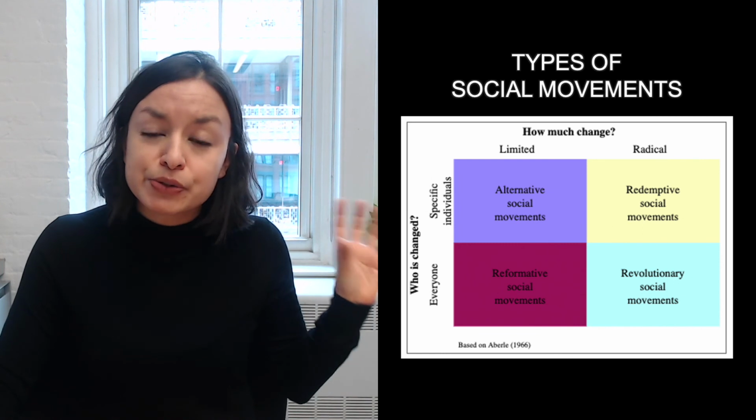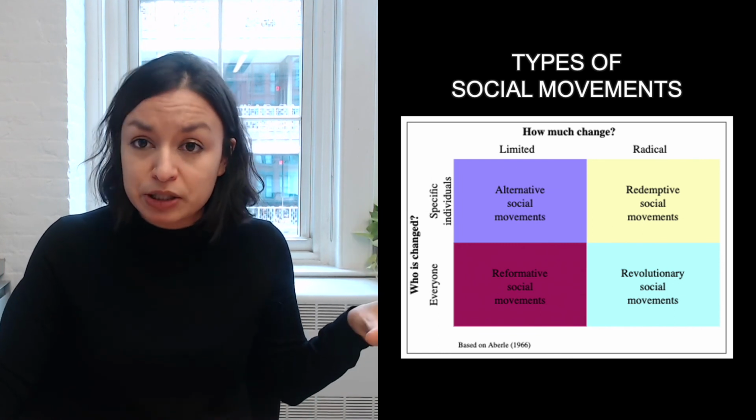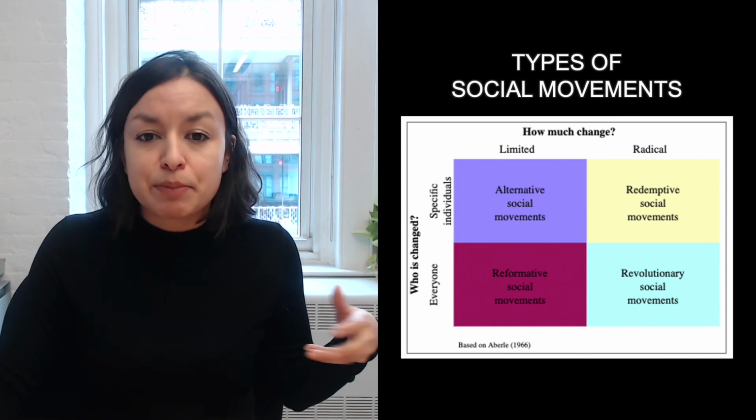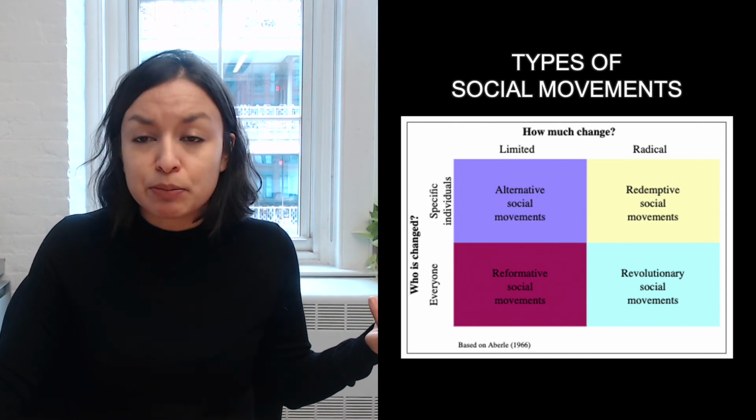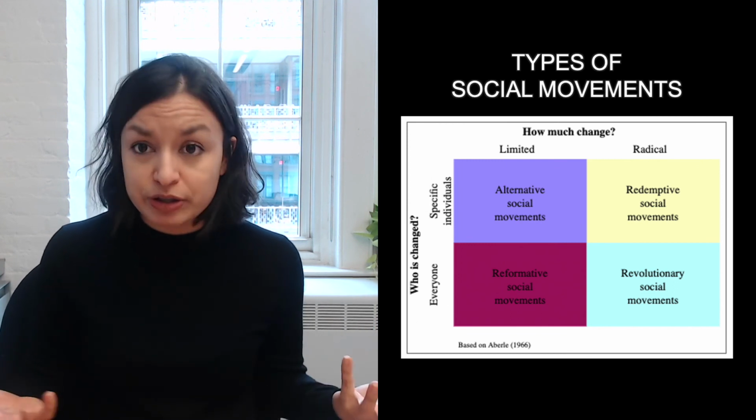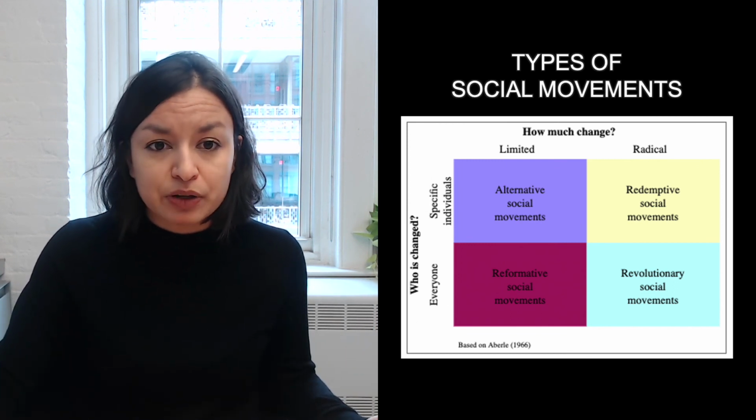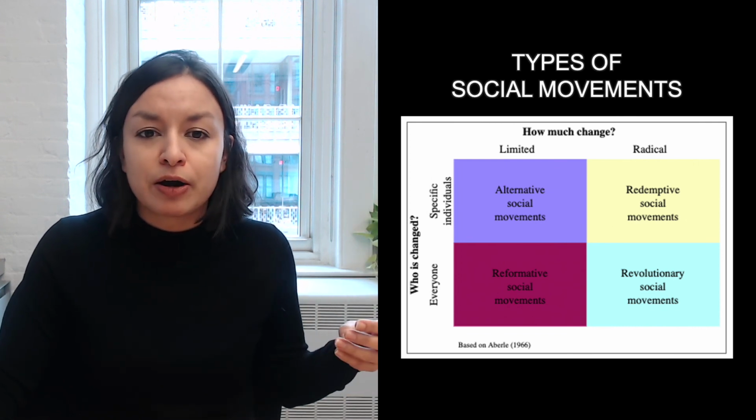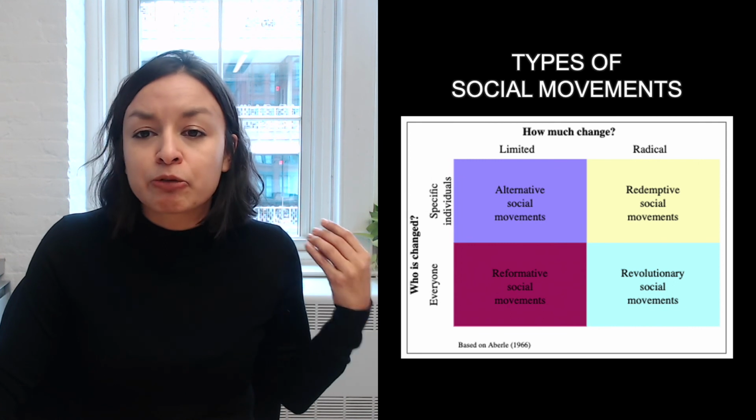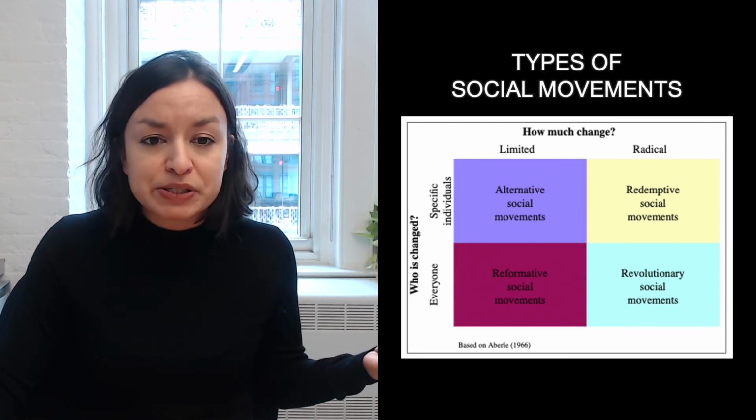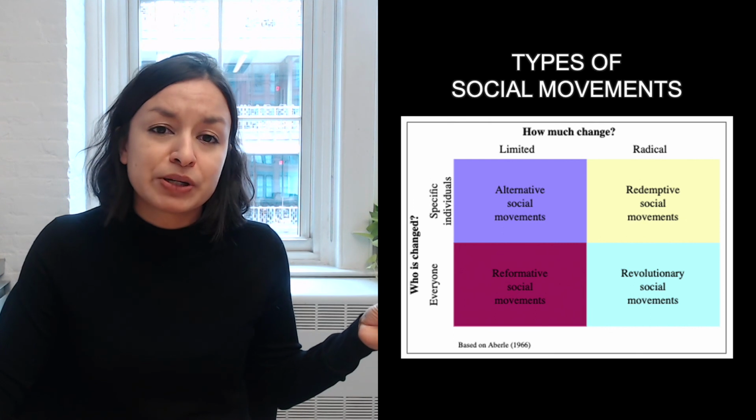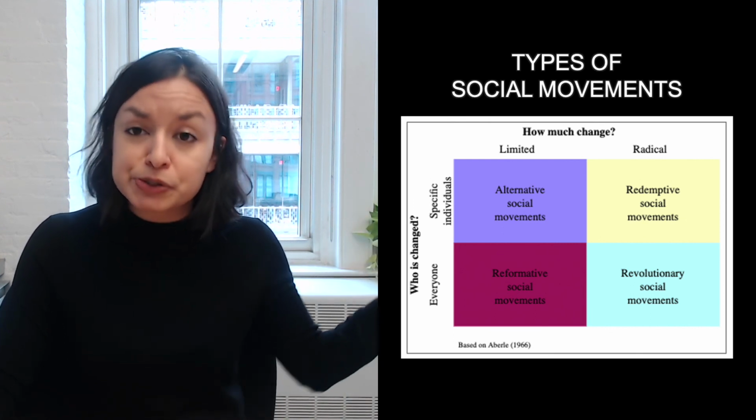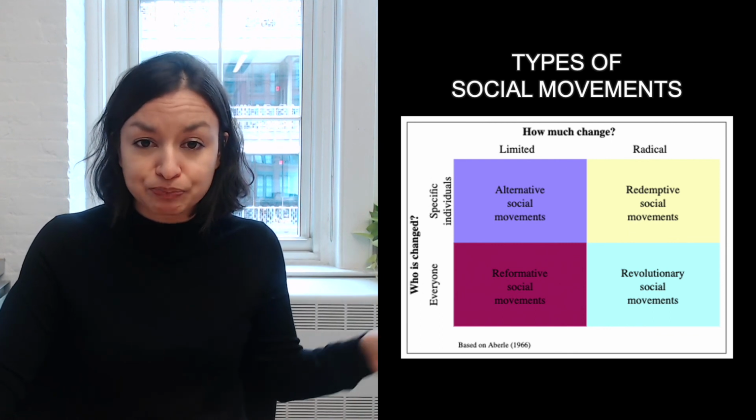Alternative movements are those that are focused not necessarily on government, but on specific individuals. So here you can think about movements like Mothers Against Drunk Driving that are targeting a general population and that are trying to raise awareness. And then finally, there are also redemptive social movements, which are like religions or religious-type movements that are trying to get individuals to adopt a radically different belief style or system. So it's targeted at individuals, but also is based on radical change.